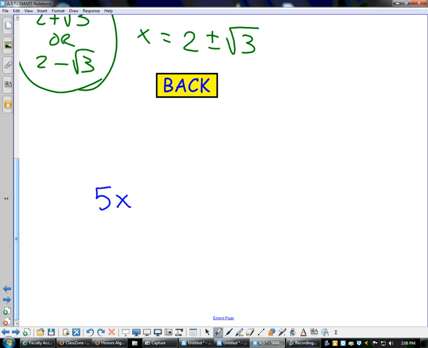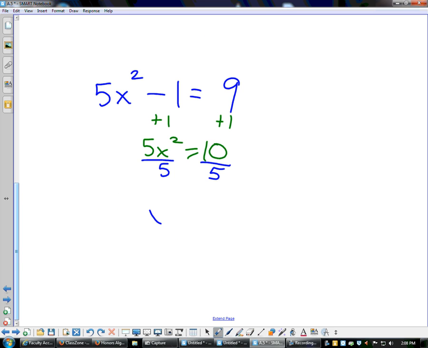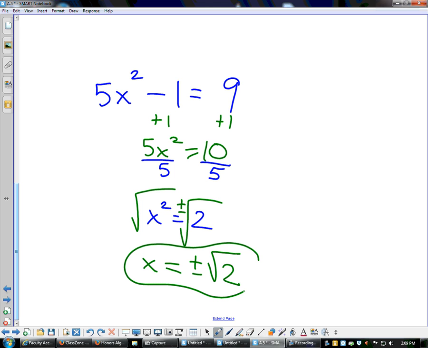Let's give you something in standard form like 5x squared minus 1 equaling 9. This one would be another good example of solving, where solving by taking square roots would be helpful. So I would suggest we get that x by itself by adding 1 first, and then dividing by 5. And we get x squared equaling 2. And then we can take square root. What do you need to remember? That plus or minus, so we get x equaling plus or minus square root of 2 as our solutions.